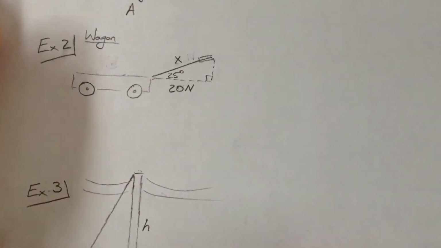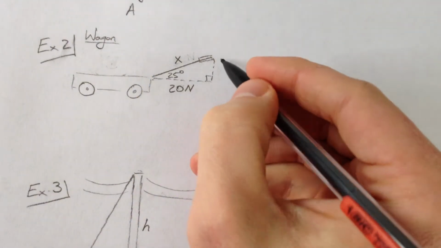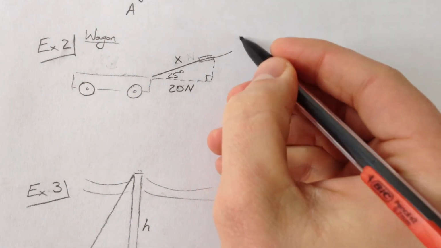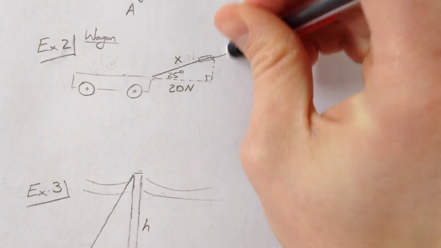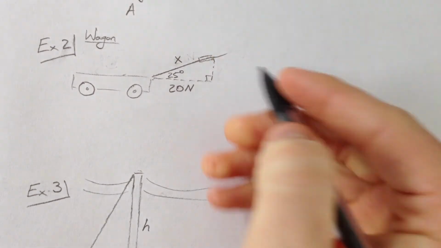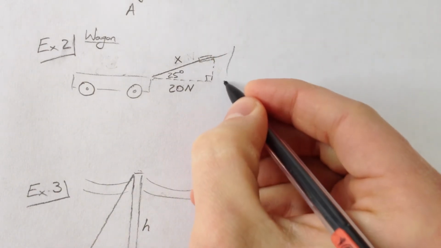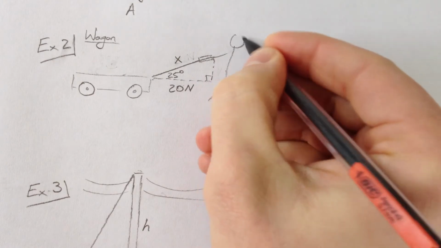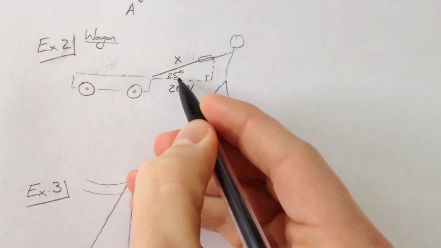So in the next problem, we're pulling a wagon, and we've noticed that somebody's got an arm attached to their head. We've noticed that we can pull it nicely at a 25-degree angle.